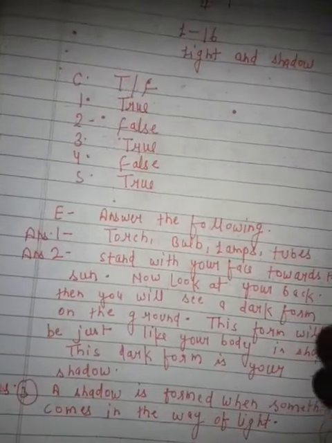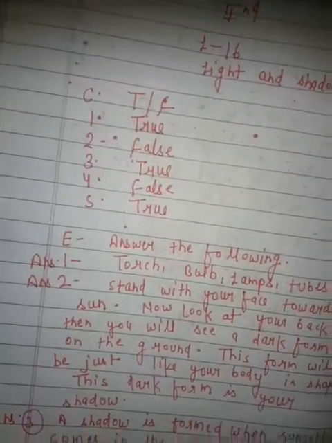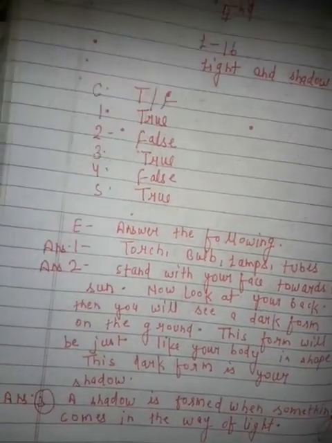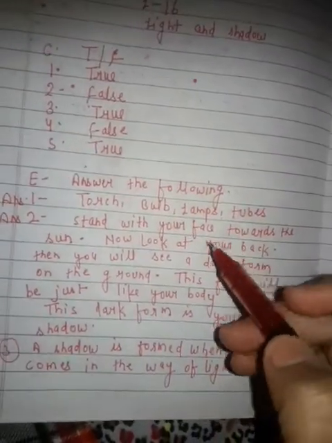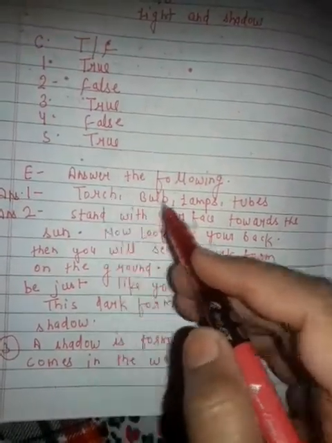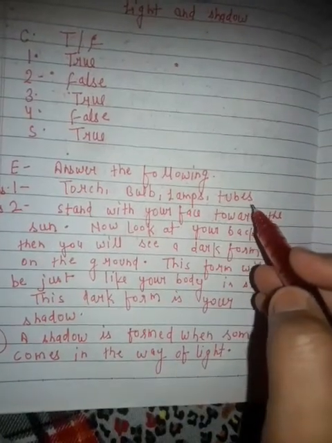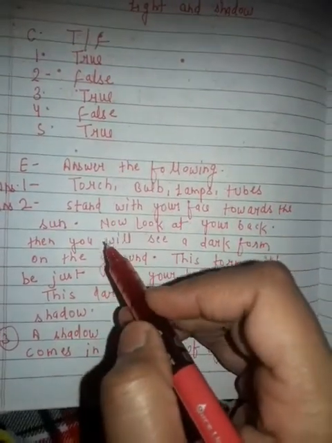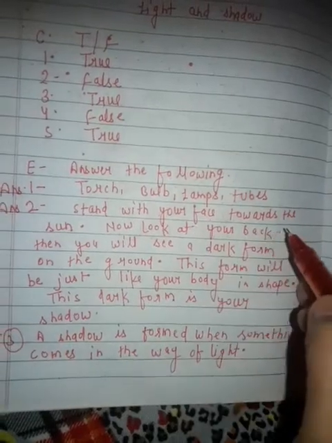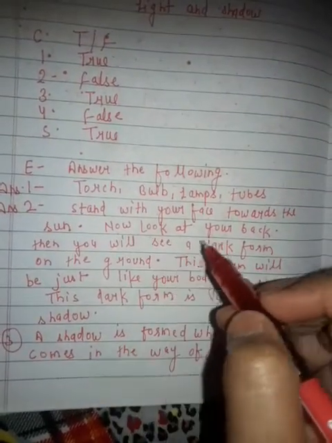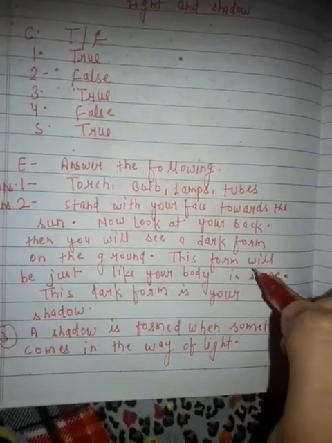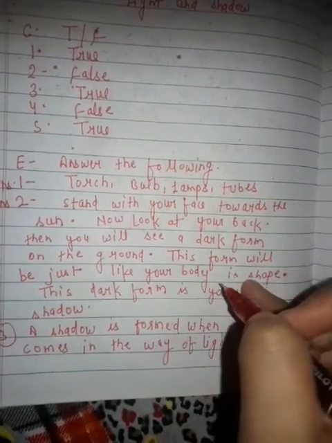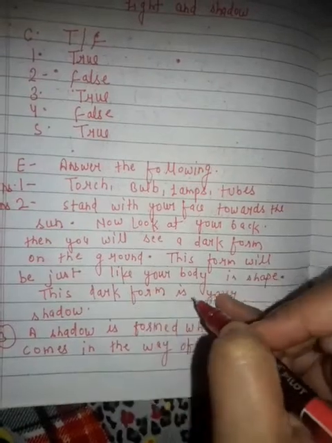Again, you can see, answer the following. First one, name 4 common sources of light: torch, bulb, lamps, tubes. What is a shadow? Stand with your face towards the sun. Now look at your back. Then you will see a dark form on the ground. This form will be just like your body in shape. This dark form is your shadow.